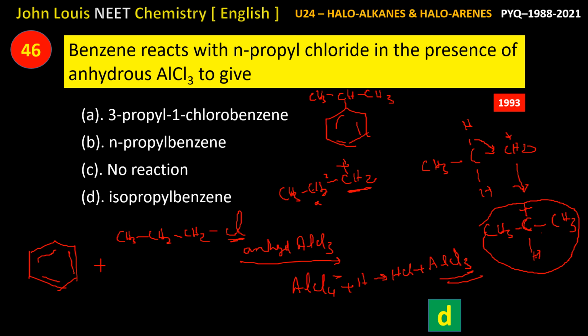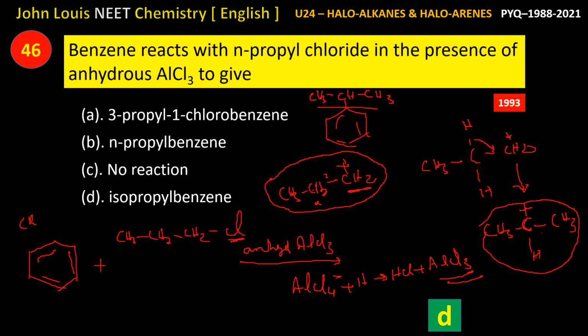Isopropyl benzene. So initially you will get a primary carbocation, but due to the presence of hydrogen on the alpha carbon, hyperconjugation takes place, thereby a secondary carbocation is formed. Secondary carbocation is more stable than the primary carbocation. Now this acts as an electrophile and combines with benzene to form isopropyl benzene.